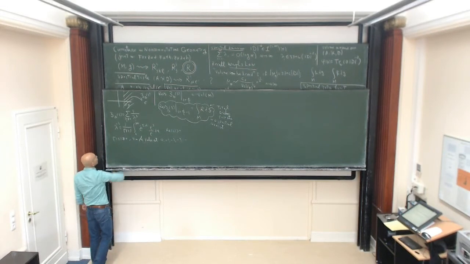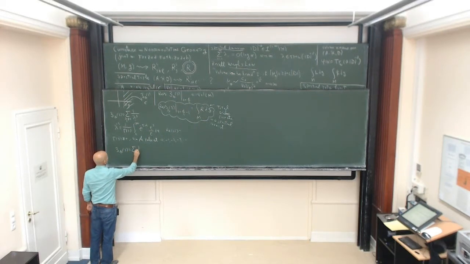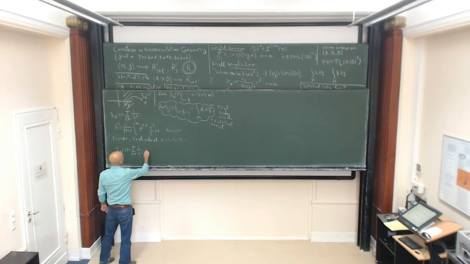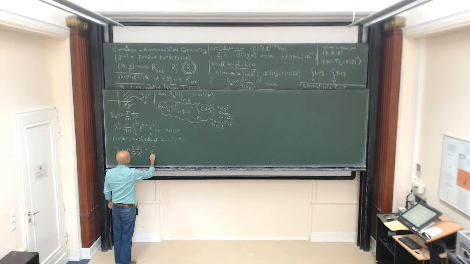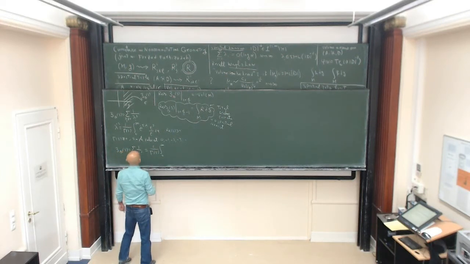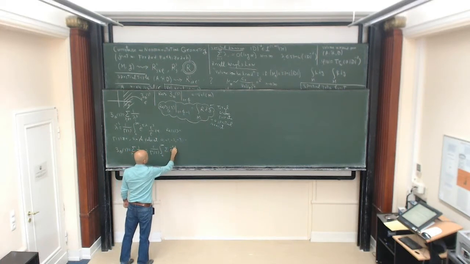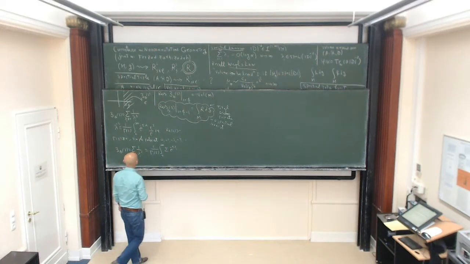So summing all those things over the spectrum, you get zeta Delta of s, the sum of 1 over lambda i to the s, lambda i different from 0, equals 1 over gamma of s, integral from 0 to infinity, of the sum of exponential of minus t lambda i.